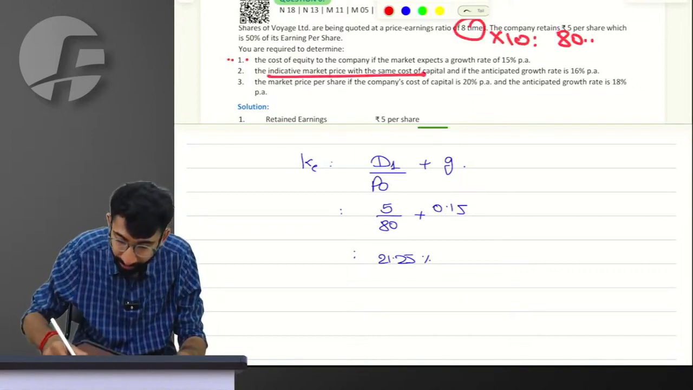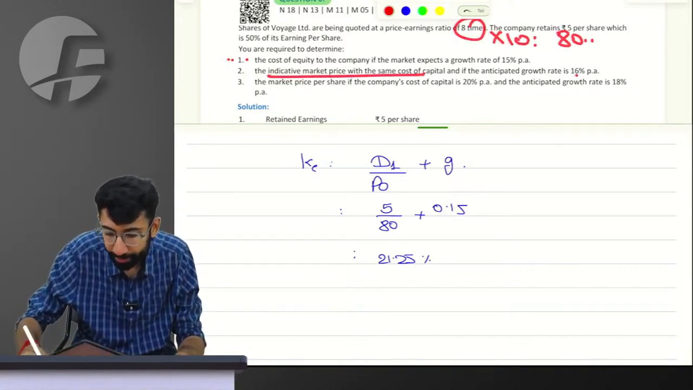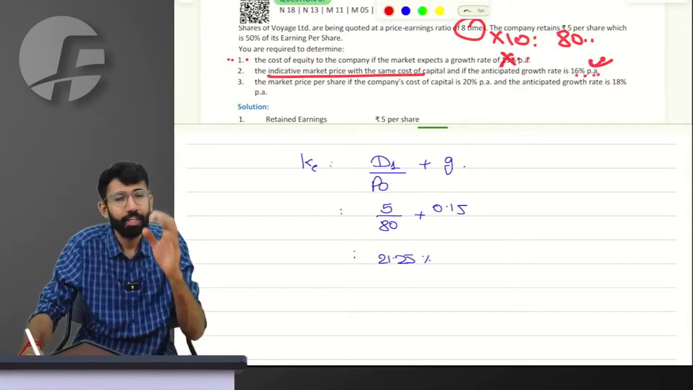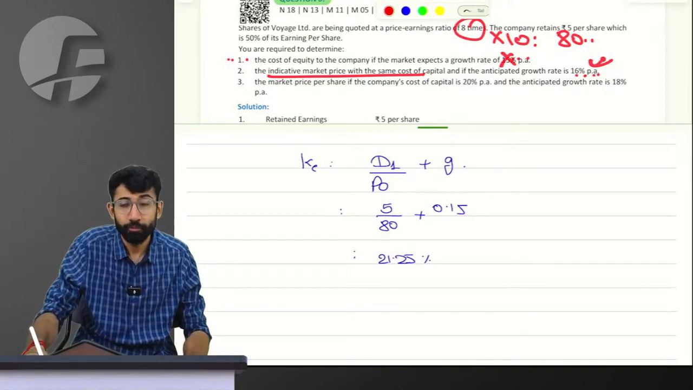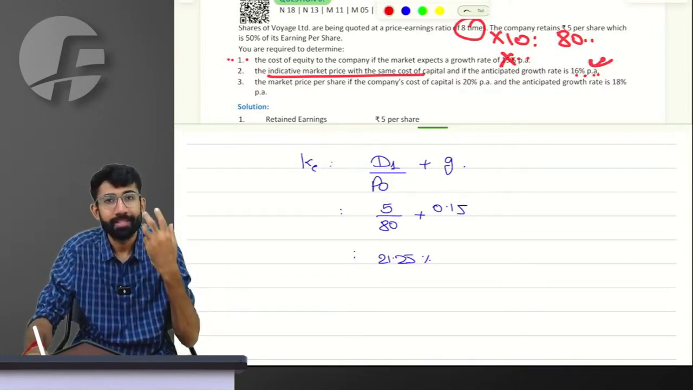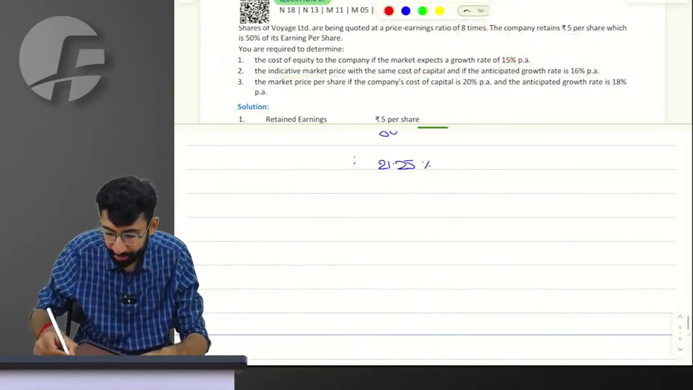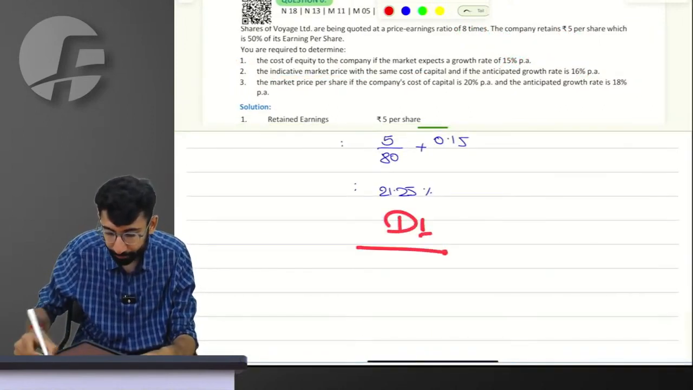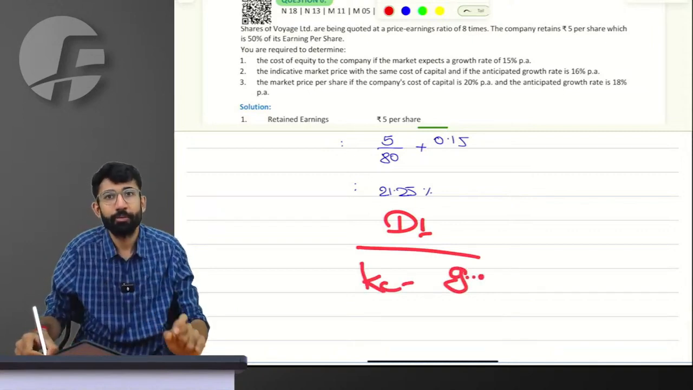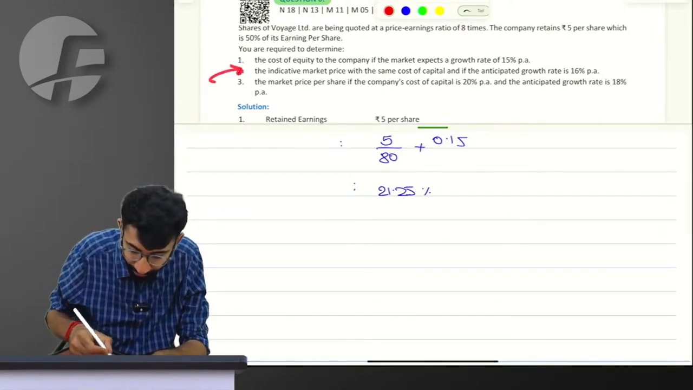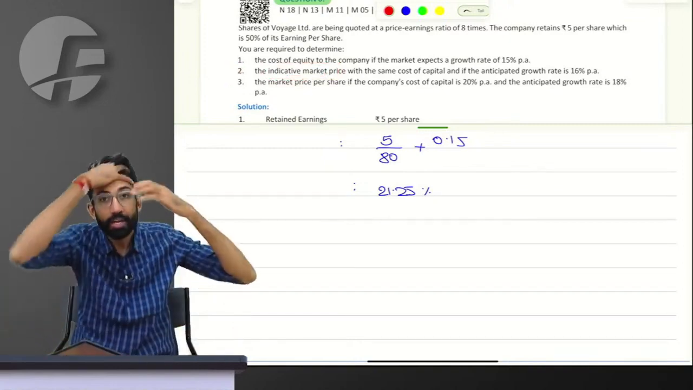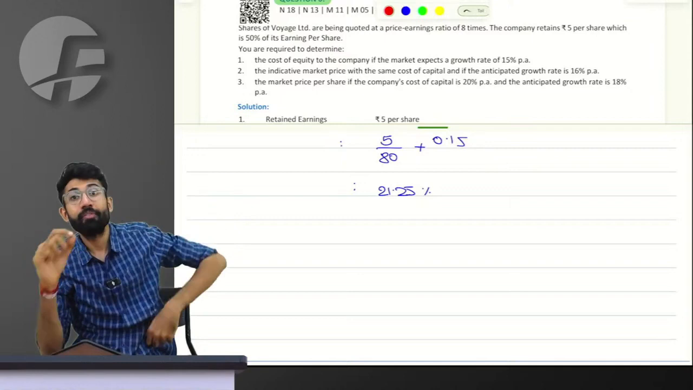In the next part, they are saying that if the growth rate changes to 16%, rather than 15%, will the price change? Obviously. If you imagine the formula of price, imagine Gordon's model, it is D1 divided by K minus G. If this growth rate changes to 16, will your price change? If yes, what is that indicative price? Understand the meaning of the word indicative price: it means intrinsic value, fair value, equilibrium price.